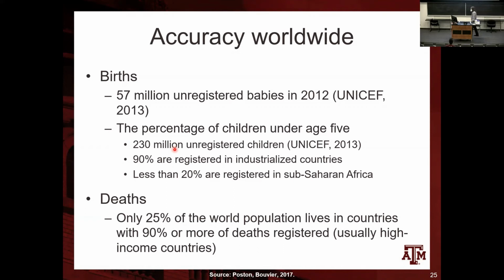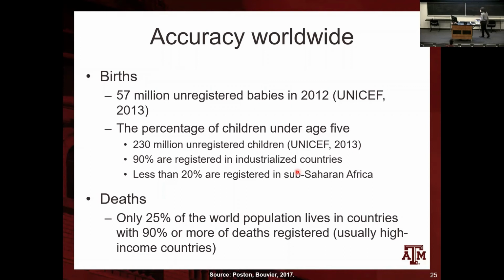90% of the children under age 5 are registered in industrialized countries. Of course, this percentage is even higher in the US. But on the other hand, for example, less than 20% of children under age 5 are registered in sub-Saharan Africa. So if you just go to the registration system in countries in sub-Saharan Africa, and based on that data, you're trying to understand fertility, you will underestimate fertility rates in those countries, okay?